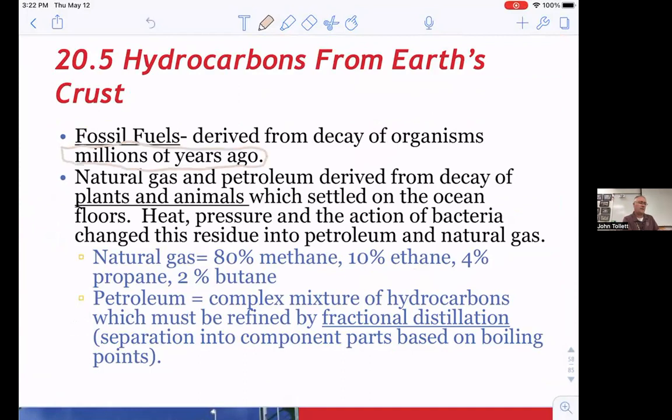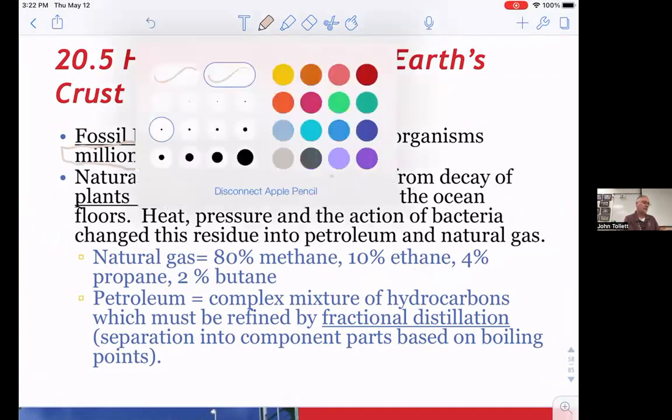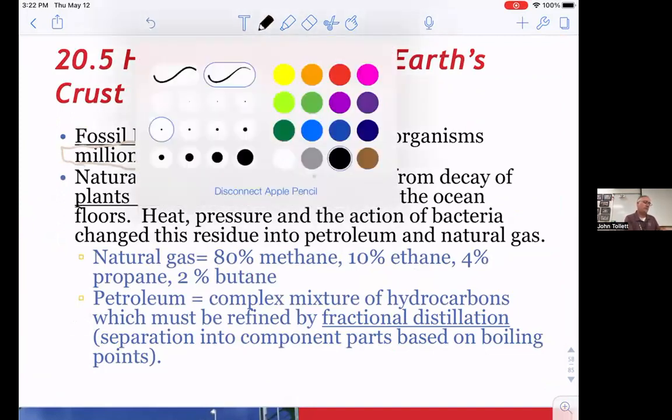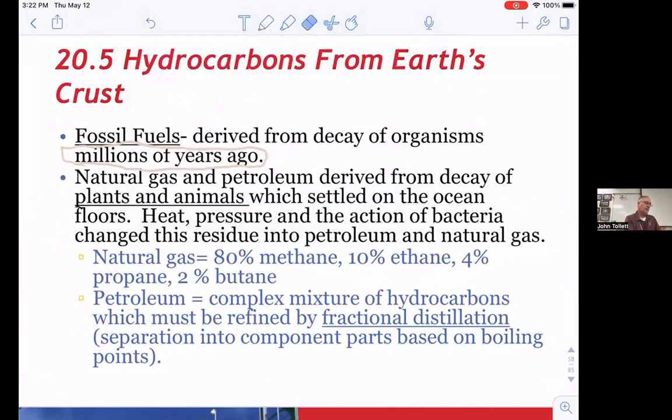Let's see, someone has changed my color. Let's change that back. That's silly. There we go. Actually, let's do some blue. Here we go. So let's see if that worked.